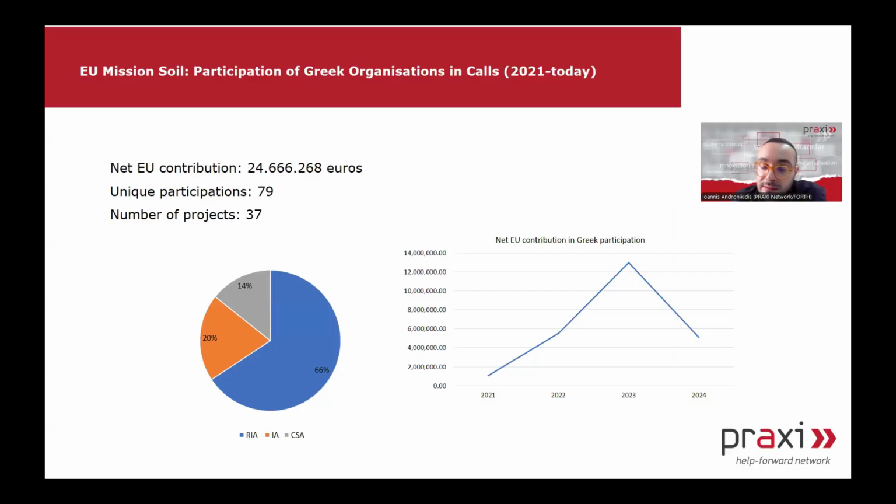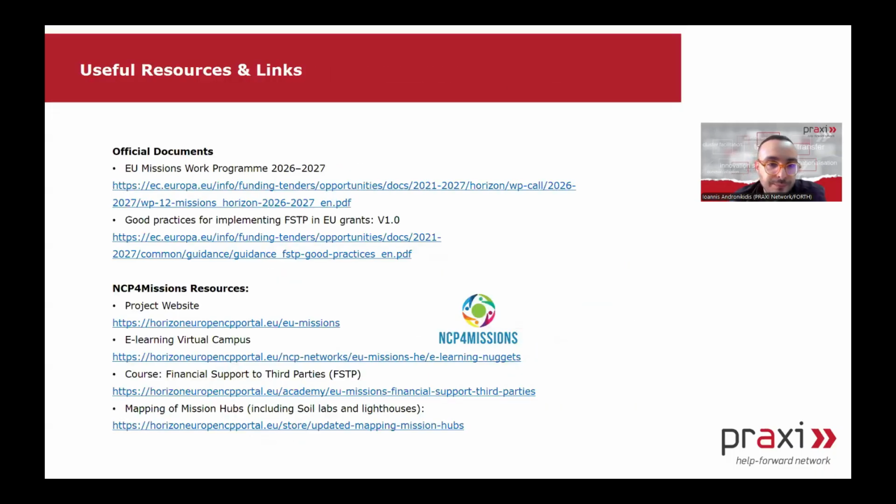Apart from the calls, I just wanted to quickly mention some relevant data about the participation of Greece in EU Mission Soil. You can see 79 unique participations, 37 programs. This is from 2021 onwards. And you see that the research and innovation actions, 2 of those that I mentioned today, have the highest percent. And here you can see that 2023, for example, was the highest net EU contribution in terms of Greek participation.